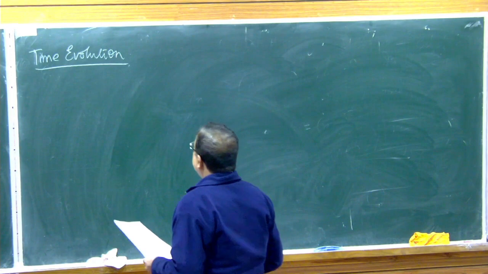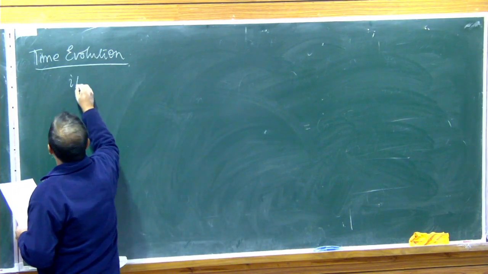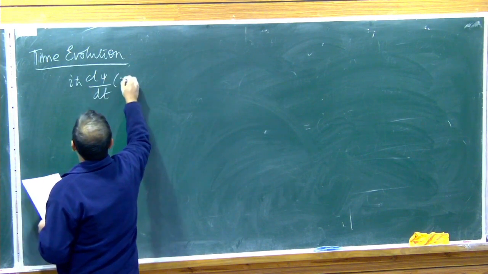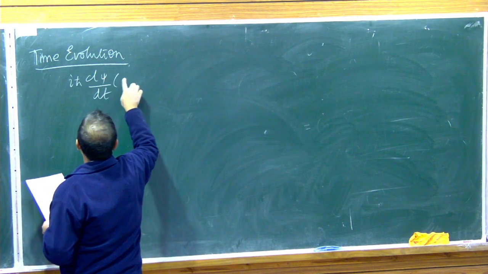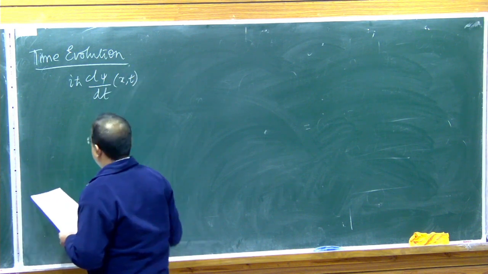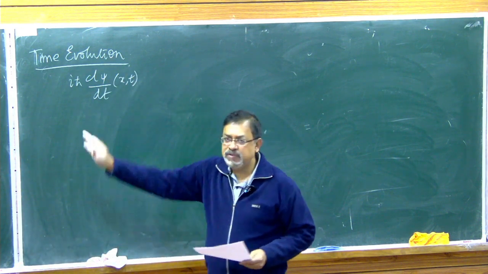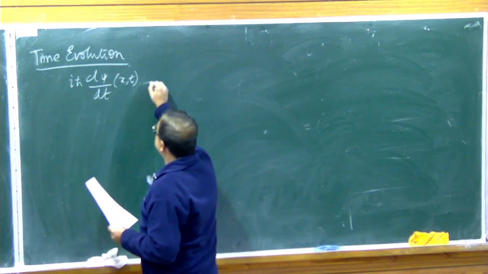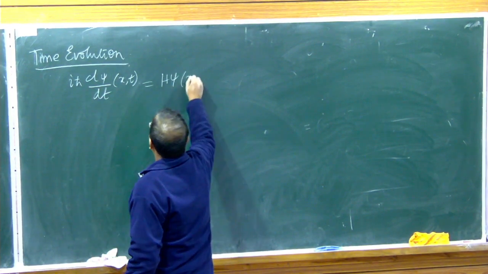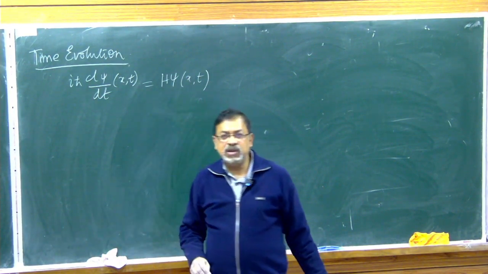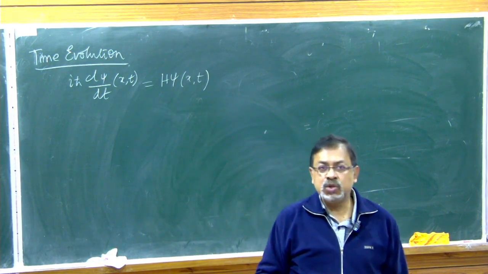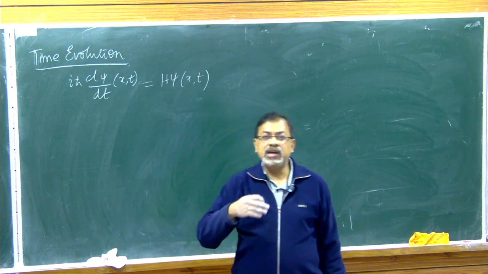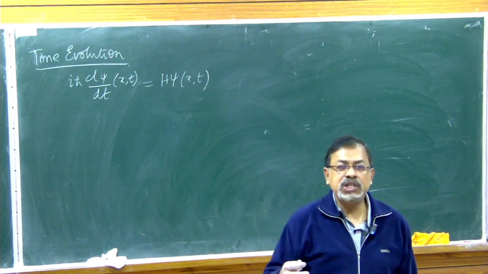So how do we do that? We can solve this equation, d psi by dt, which is now a function of x and t. I'm still continuing in one dimension, barring that we have talked about degeneracy in more than one dimension. This is equal to H psi of x and t, and this is the equation that you have to solve. We have earlier solved the time independent equation and did not want to find out what the wave function is at a later time.